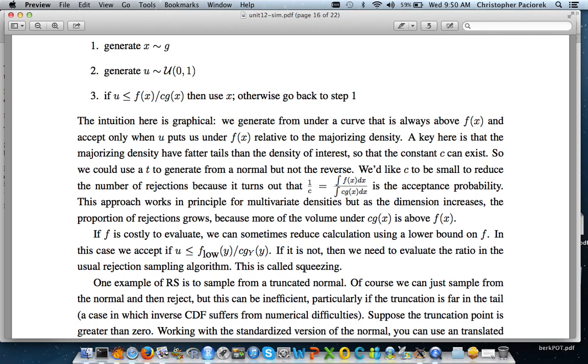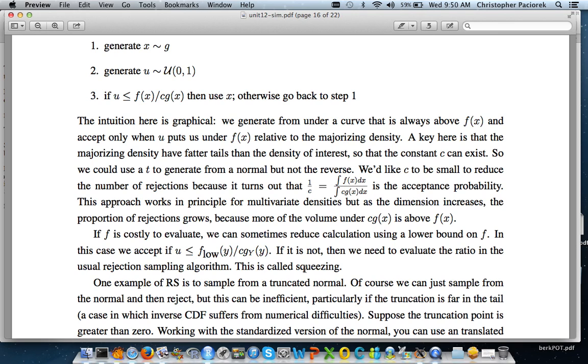And in that case, when I'm going through my recipe and I draw my u, I want to see whether I'm here or here to determine whether I accept or reject. If I have a lower bound and I see that the u falls below the lower bound here, then I never need to evaluate f of x. I can just evaluate the lower bound. If I find out that it's above, then I still need to go ahead and evaluate f of x to see, well, am I in this portion or am I in this portion?